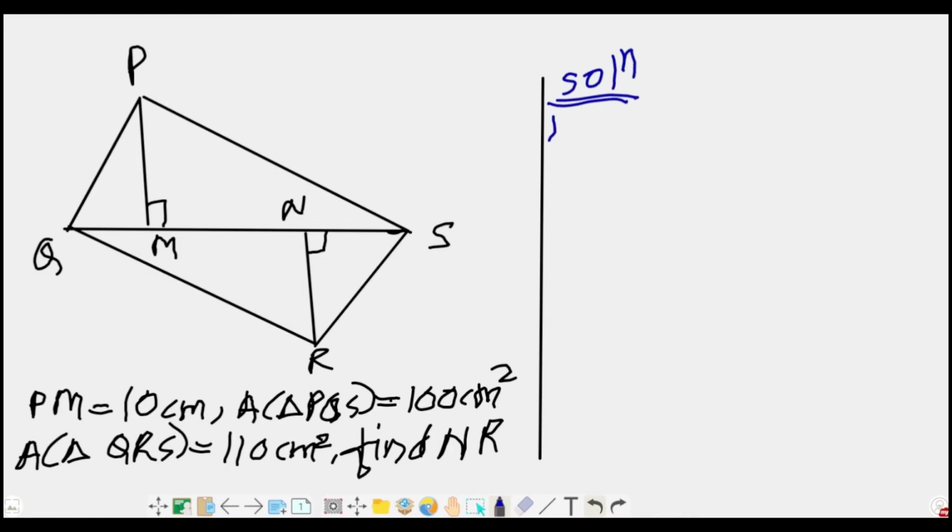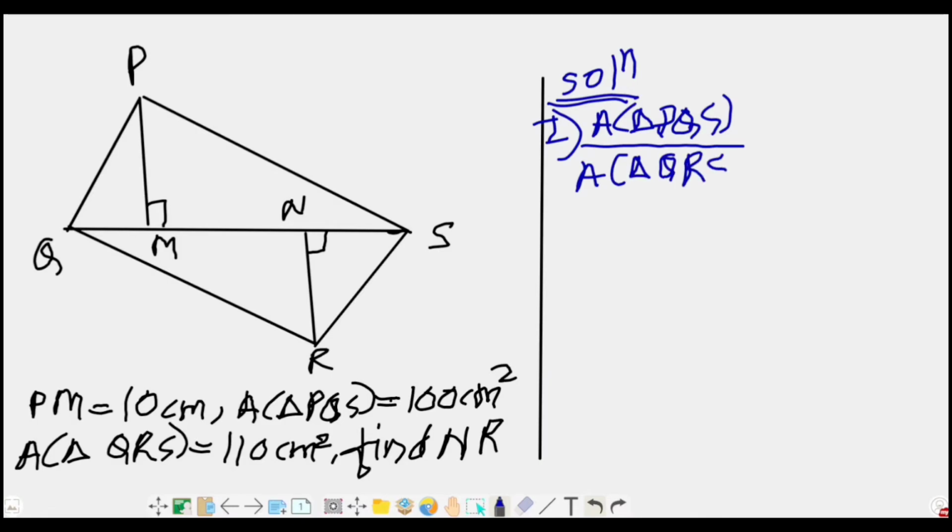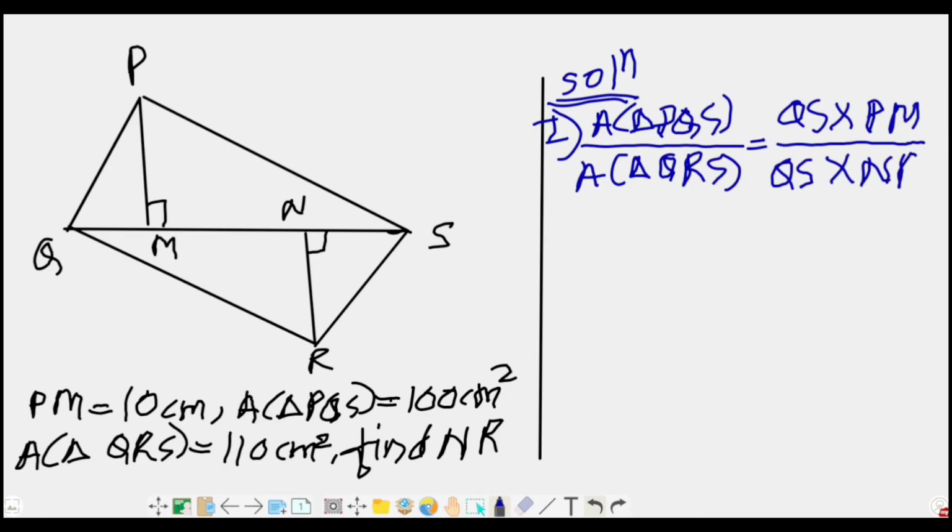Now see, area of triangle PQS upon area of triangle QRS. In this triangle, QS is the base and PM is the height. Same way, here QS is the base and NR is the height.